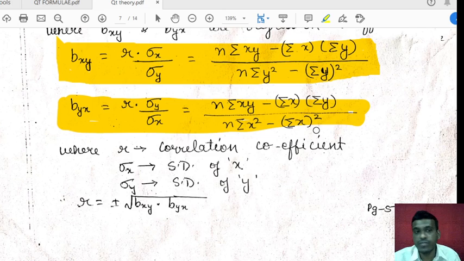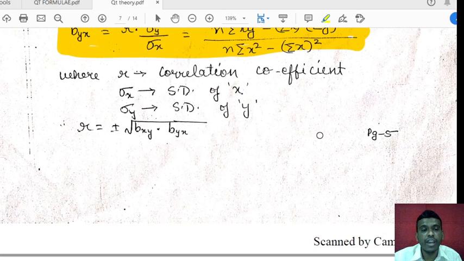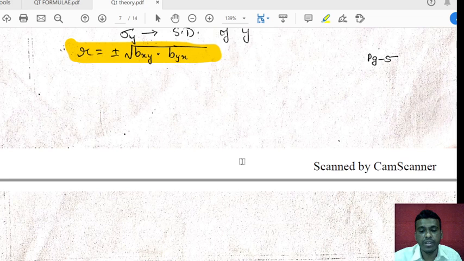You have to know these formulas, because they are very important when you are solving problems. Here r is the coefficient of correlation, sigma x is the standard deviation of x, and sigma y is the standard deviation of y. One more relation, from the previous class on properties of the coefficient of correlation and regression lines: r is equals to plus or minus square root of bxy into byx, that is, the geometric mean of both the regression coefficients. So this is how it pans out.